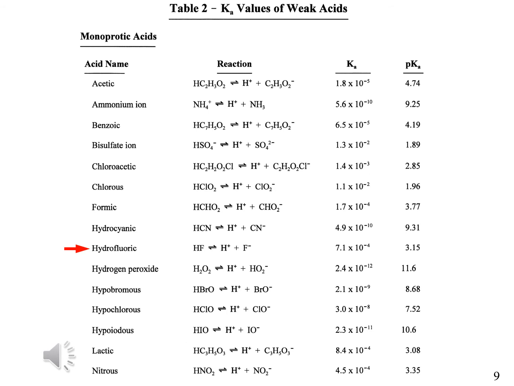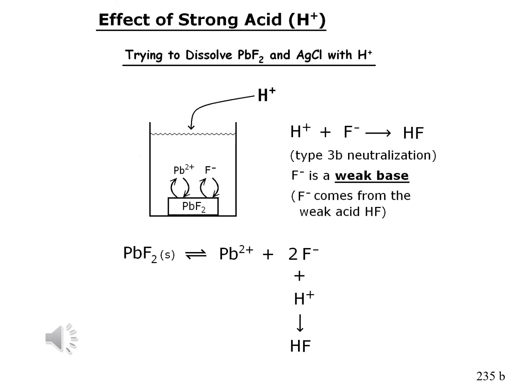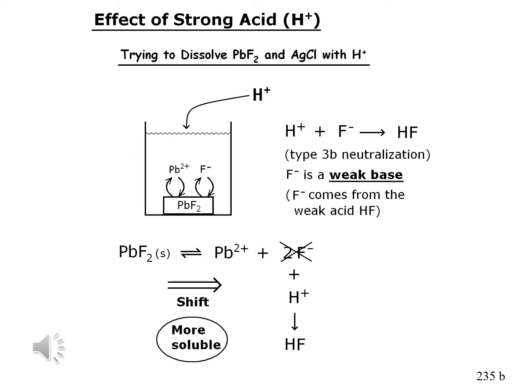Because the F minus is on the right of the arrows in the Ka table, that means that the F minus is a base, and it should be able to react with the H plus that you're adding. This is actually a type 3b neutralization, strong acid combining with a negative weak base. And when that happens, you are going to get an increase in solubility. Adding the H plus is actually like eating the F minus, and when you decrease the concentration, according to Le Chatelier's principle, you shift towards what you removed, and so the salt will become more soluble.